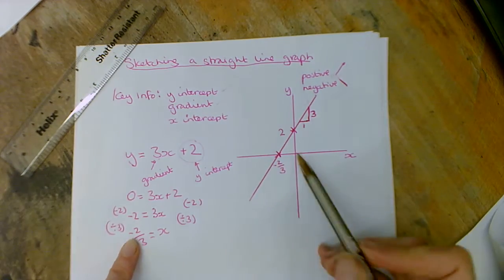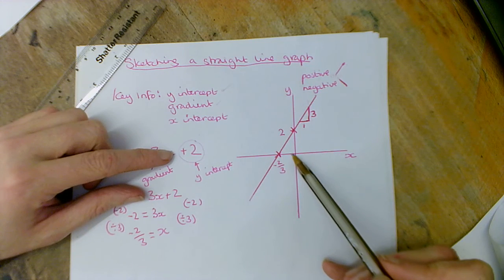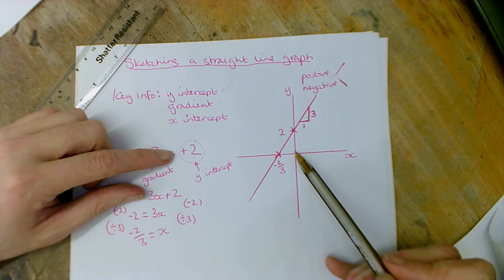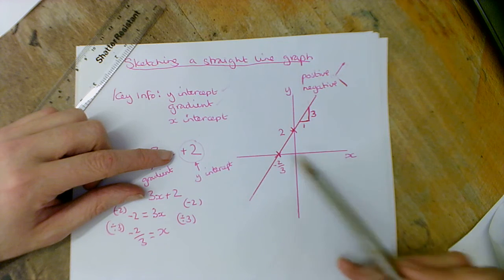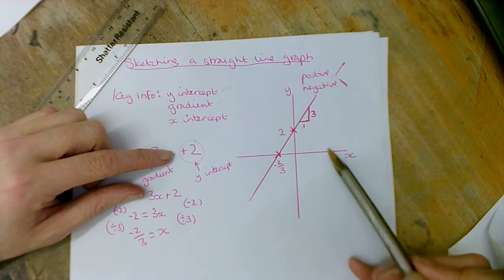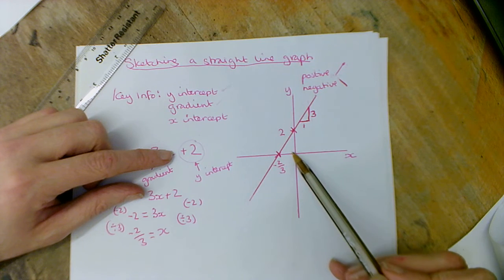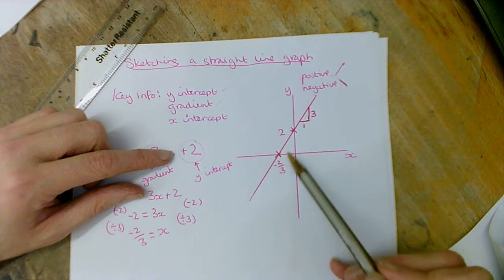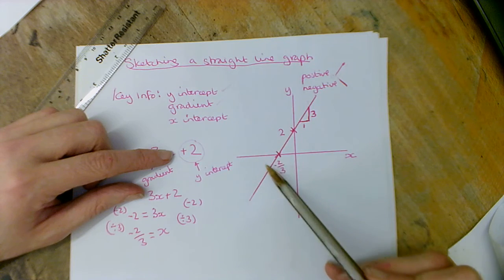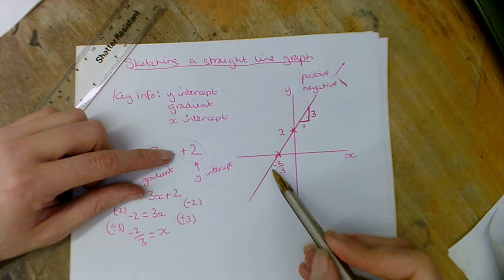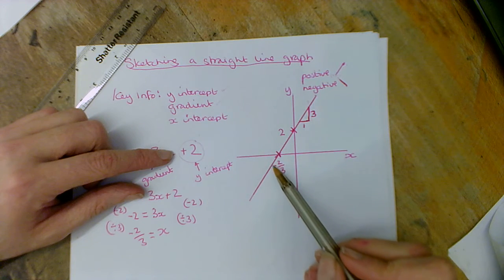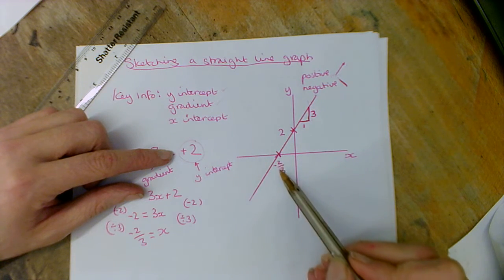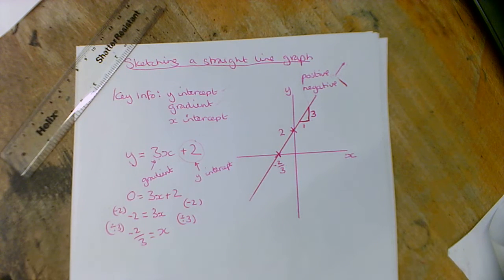And one way of checking to see if I've got this correct is it's over on the negative side of my x-axis. So anywhere over here, x is a positive value. Anywhere behind my y-axis here, x is a negative value. Okay, and I can see here that it's over on the negative x side, and I do have a negative x-intercept. So I know the likelihood is that that's correct.